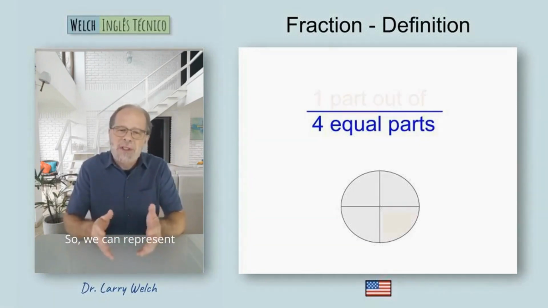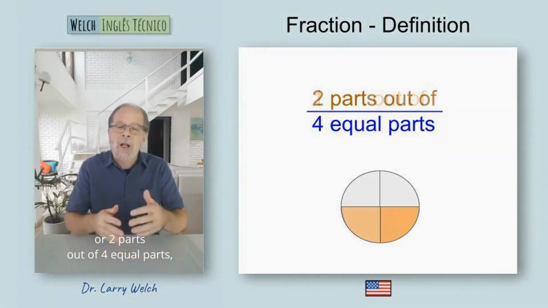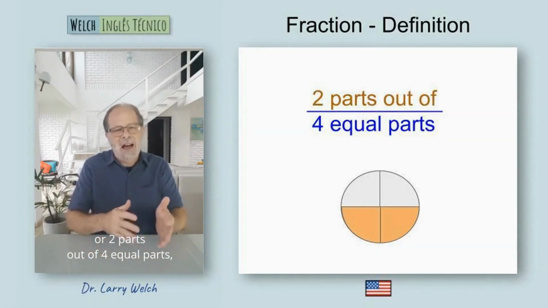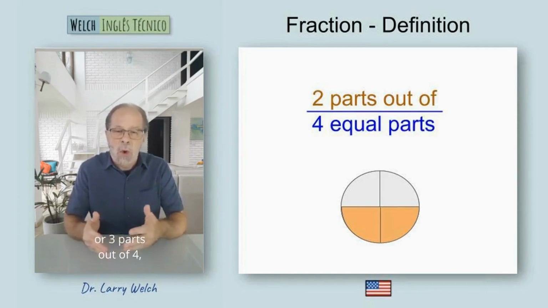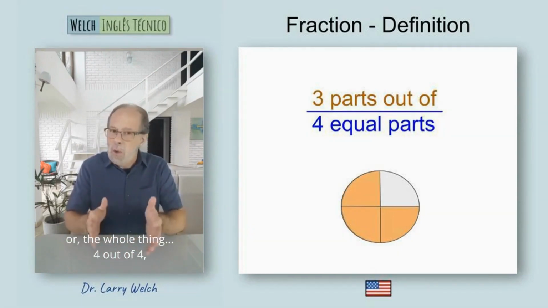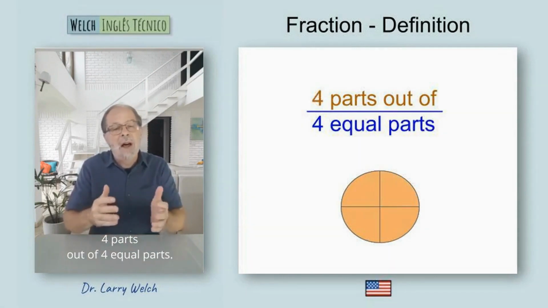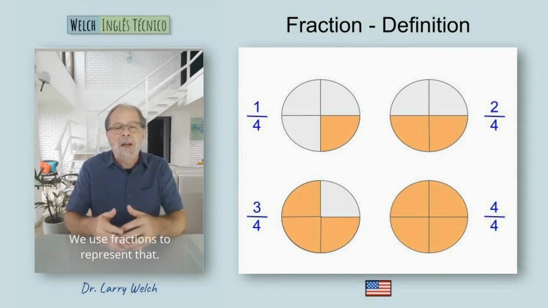So we can represent 1 part out of 4 equal parts, or 2 parts out of 4 equal parts, or 3 parts out of 4, or the whole thing, 4 out of 4, 4 parts out of 4 equal parts. We use fractions to represent that.